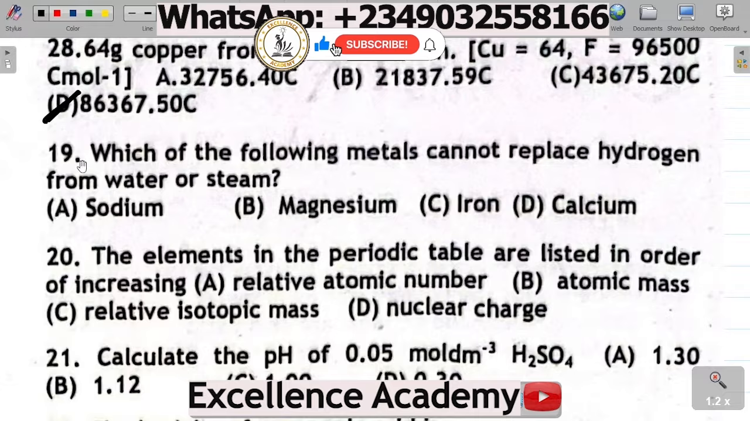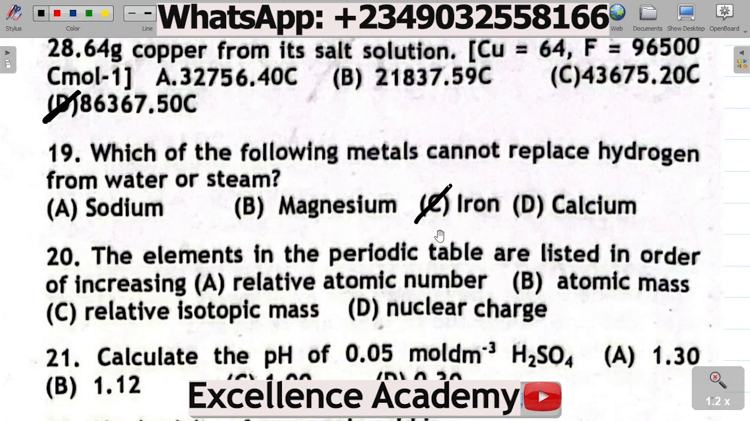Let's look at question number 19. 19 says, which of the following metals cannot replace hydrogen from water or steam? A, sodium. B, magnesium. C, iron. D, calcium. For this question, the correct answer is C, iron.